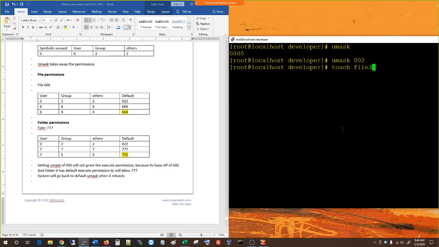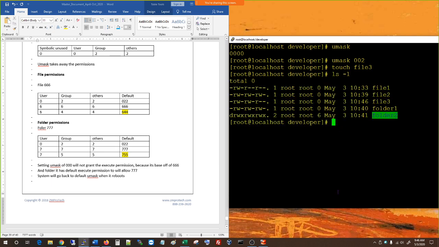and if I do ls -l with this current umask, we did file 3, right? It will be 664. So if I create 1,000 files here at this moment, the default permission right now would be 664. Okay, any questions?